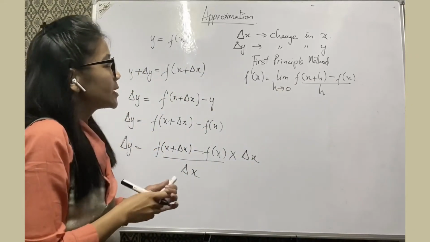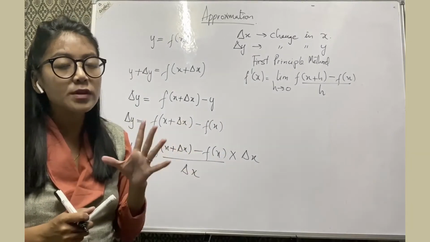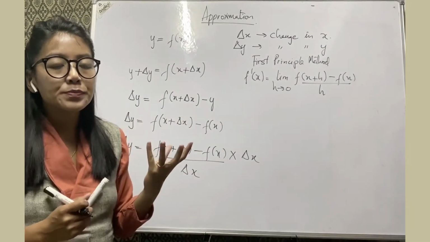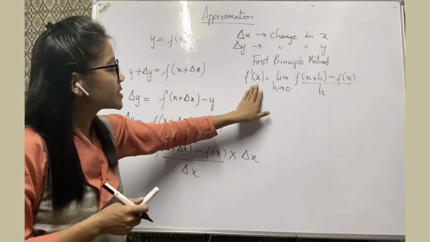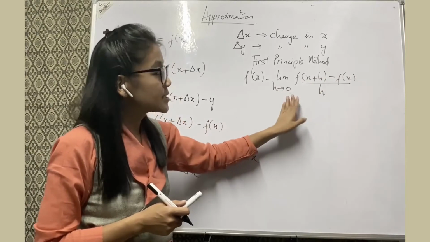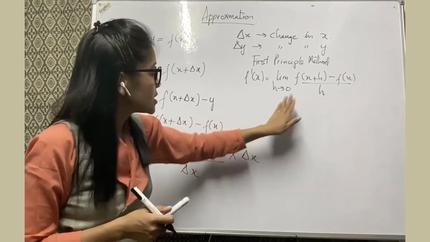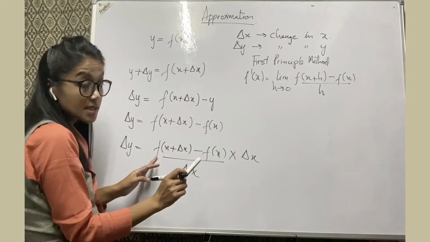Okay, so this was the first principle method you had been introduced to in class 11 when you were first introduced to the topic of derivative. So we have f dash x is equal to limit of f of x plus h minus f of x upon h as h tends to 0, right? So now this is the same here. Instead of h I have taken delta x here, otherwise it's all the same.